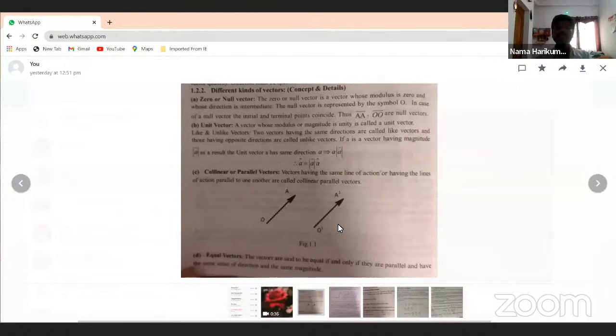A unit vector means its magnitude, or modulus, when we see it physically in the two vectors, is unity. That is a unit vector.